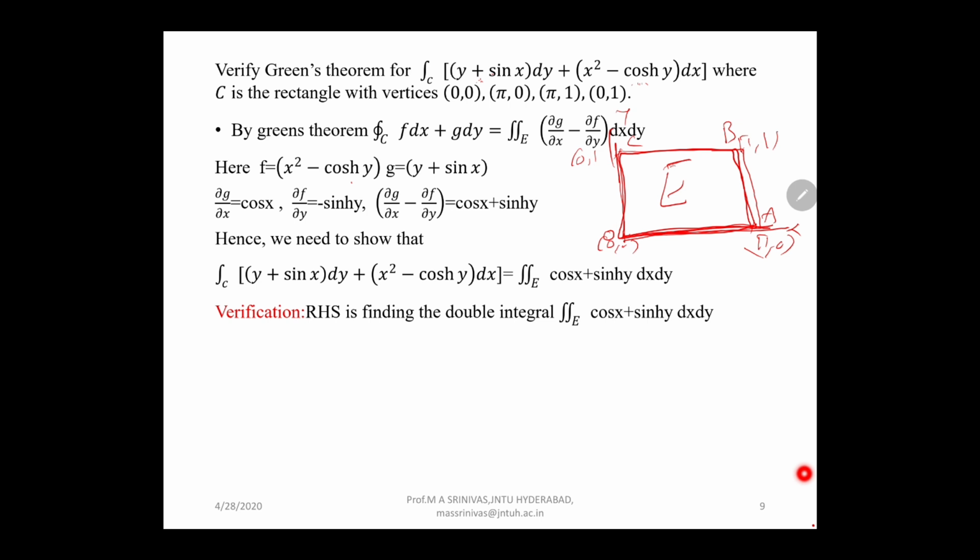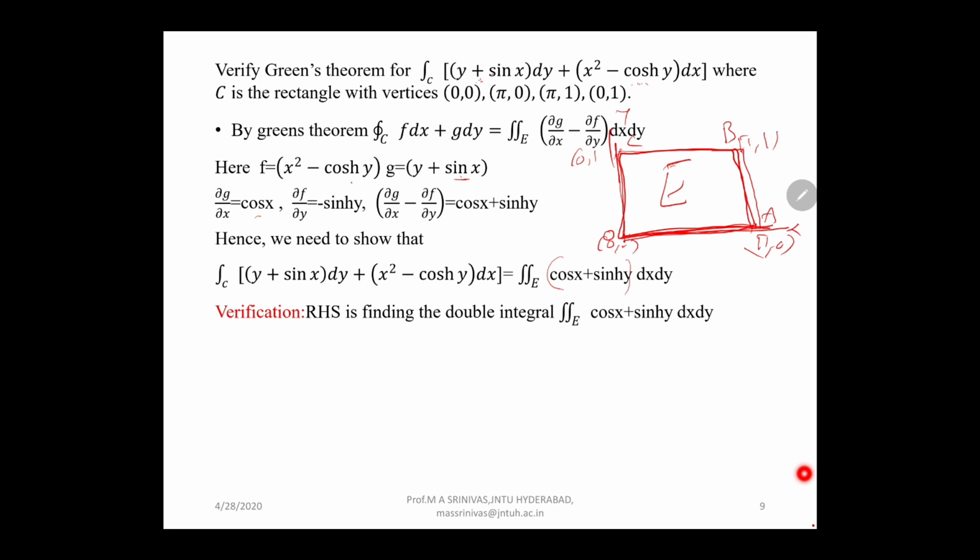So the derivative of the x component with respect to y, the derivative of x square minus cos hy with respect to y, is dou f by dou y. The derivative of cos hy is sin hy, so minus sin hy. And dou g by dou x: if I differentiate with respect to x, the derivative of sin x is cos x. The difference of these two is cos x plus sin hy. Hence, verification means we need to show that these two are equal. This verification we need to do.